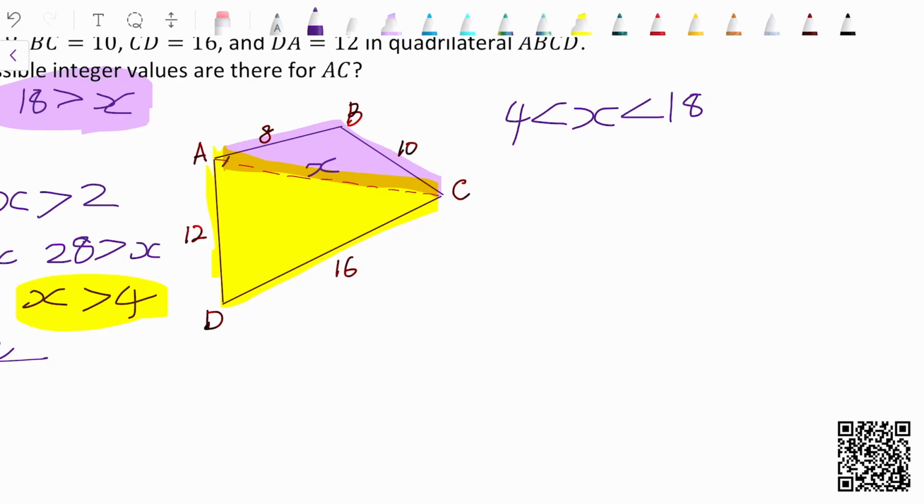Which also means that for how many different possible integer values, since it cannot be 4 or 18, this is basically 5 to 17. And to calculate how many there are, it's 17 minus 5 plus 1, so 12 plus 1. Therefore, there are 13 values in between this.